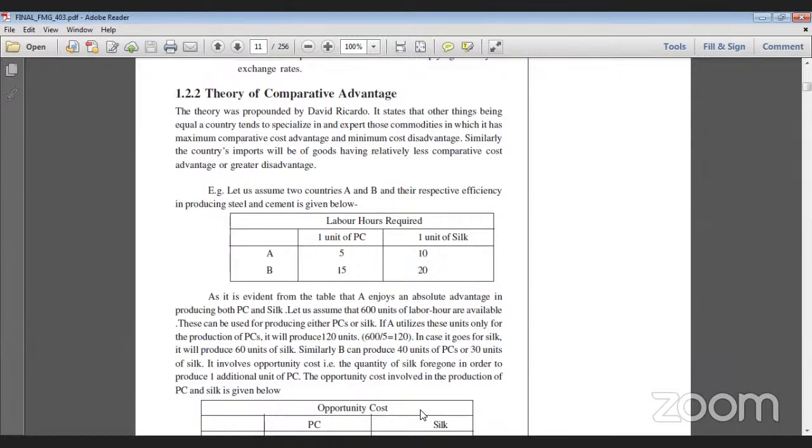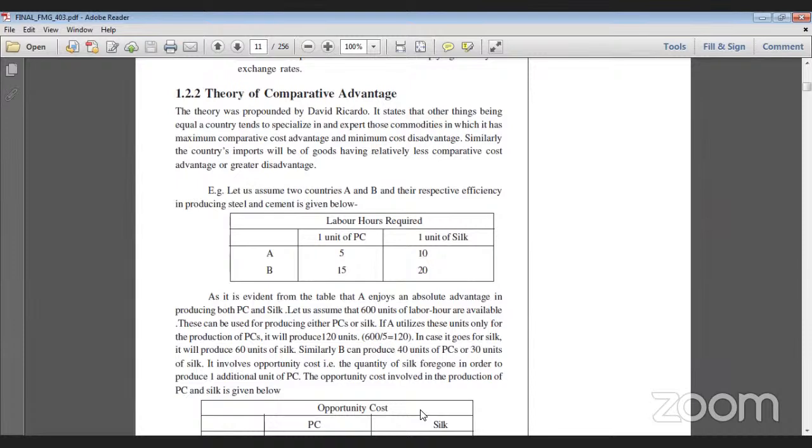Let us assume two countries, A and B. One unit of PC in A requires 5 and one unit of silk requires 10. B requires 15 and 20. It is evident from the table that A enjoys the absolute advantage in producing both PC and silk.